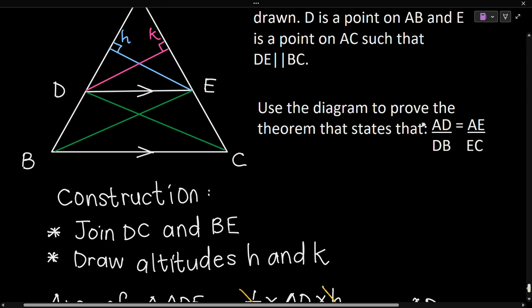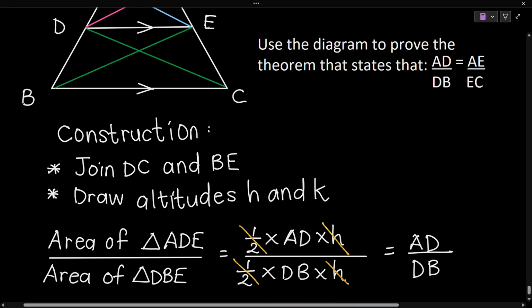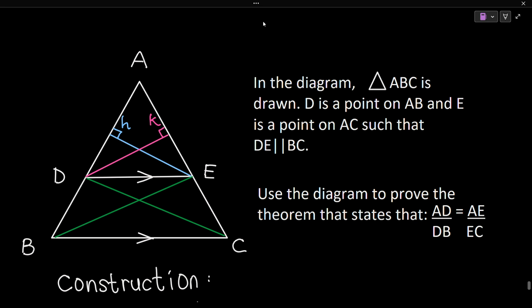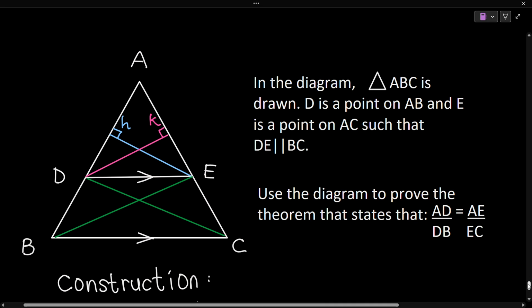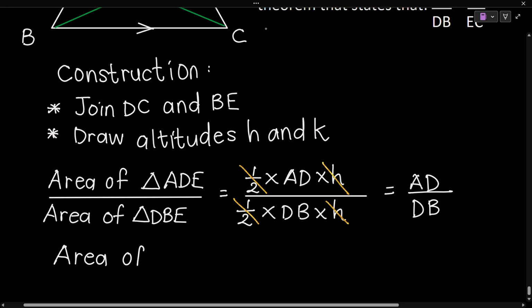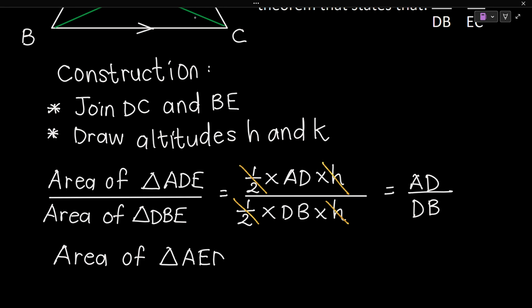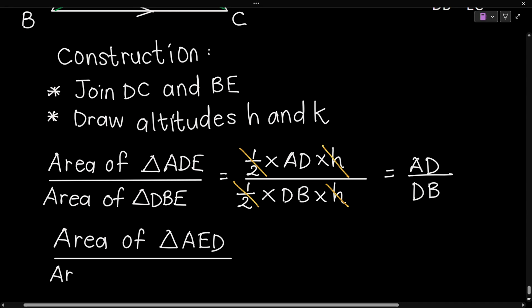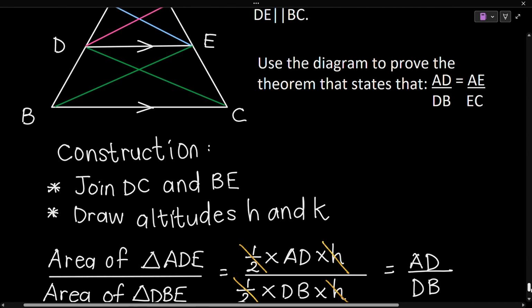Now, in order to get the right-hand side, which is AE over EC, we are now going to focus on the right-hand side of the triangles. So the first triangle we're going to look at, the triangle at the top, let's call this AED, and the triangle at the bottom is going to be ECD. So the next part of our answer is getting the area of those triangles. So we're going to say area of triangle AED over the area of triangle ECD.